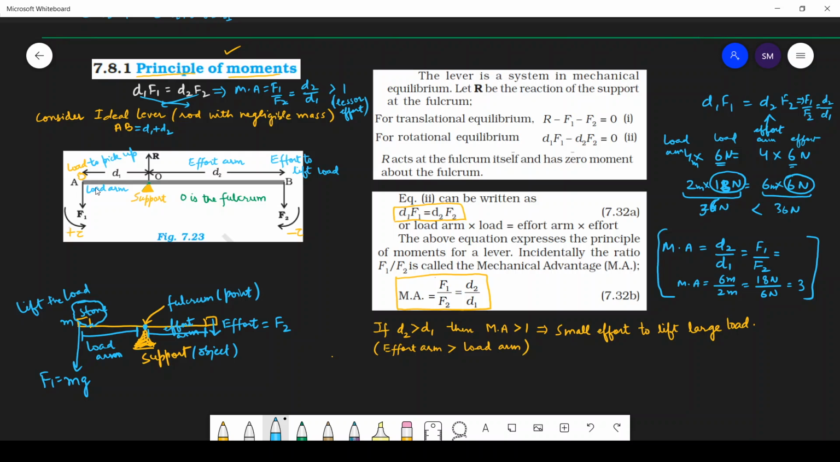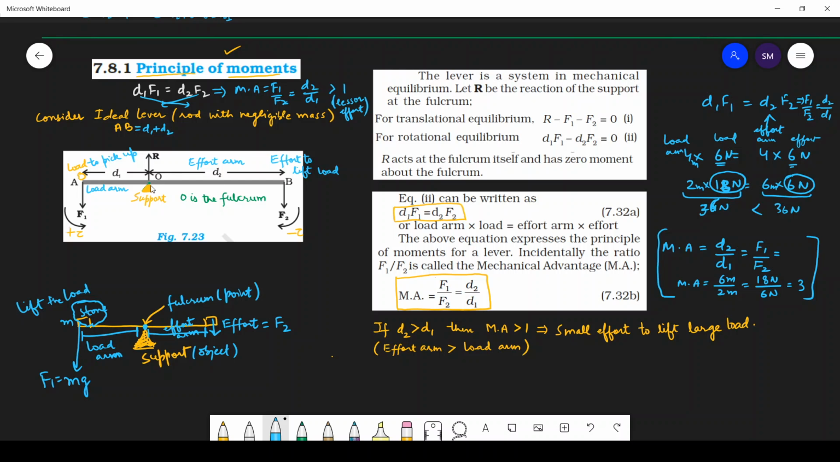So the load arm should be, means lesser the load arm, lesser will be the effort to pick up the load. Is this clear to everyone? Yes, sir. Excuse me, sir. So what's that R there? Where is R? In figure 7.23. Oh yes, above it. Yes, it's R there. Very good.